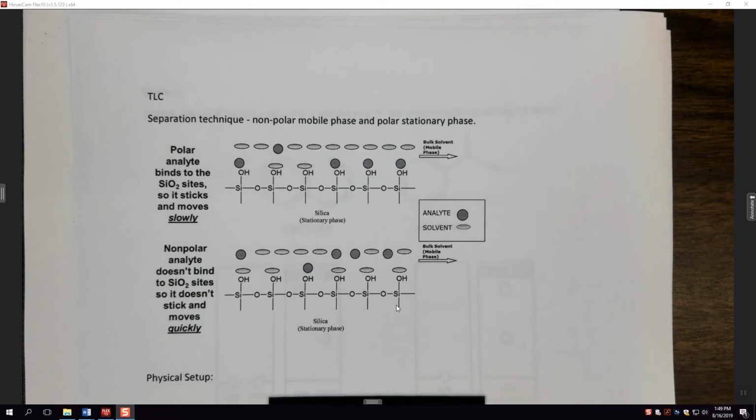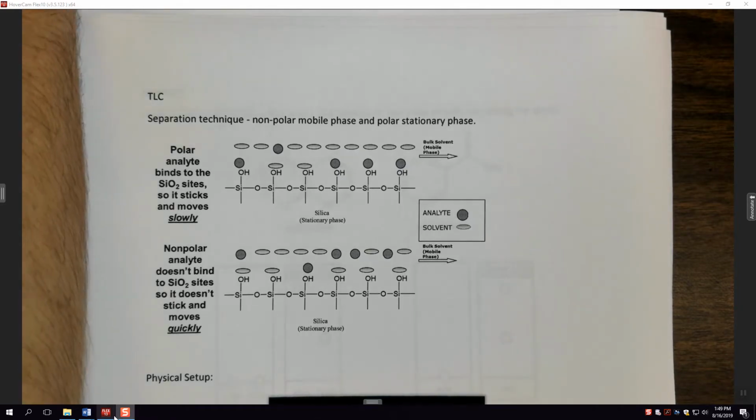Hi everyone. So in this video I'm going to talk about the TLC of analgesics experiment. And the truth of the matter is not all the compounds we're going to try to separate are analgesics. But I do want to go through some of the basics of TLC, and I also want to give you guys some idea of what exactly we're trying to accomplish in this experiment.